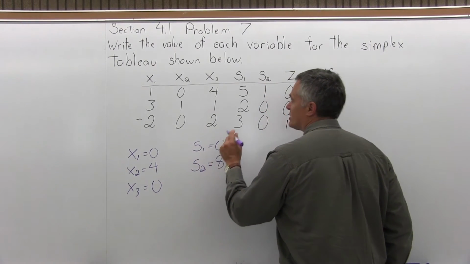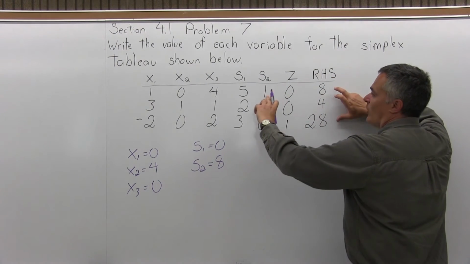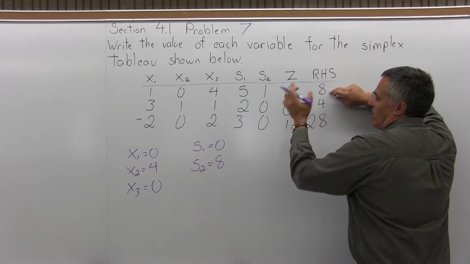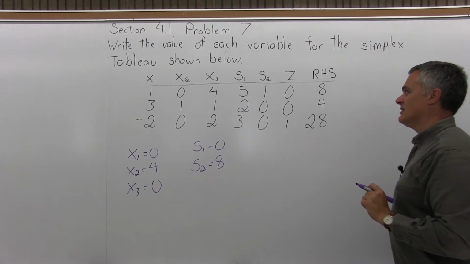Again, because it has a special column of all zeros and a single 1, and the height of the 1, you have an 8 in the right-hand column. That's why S2 is 8.